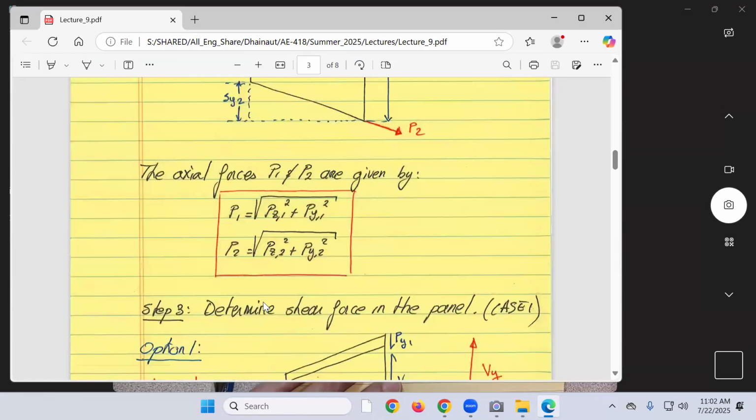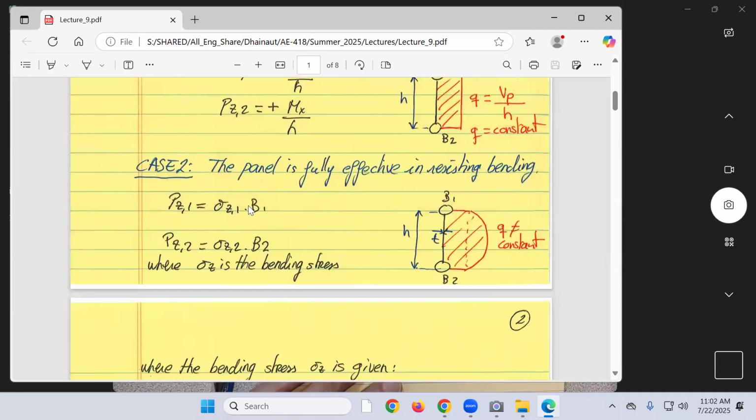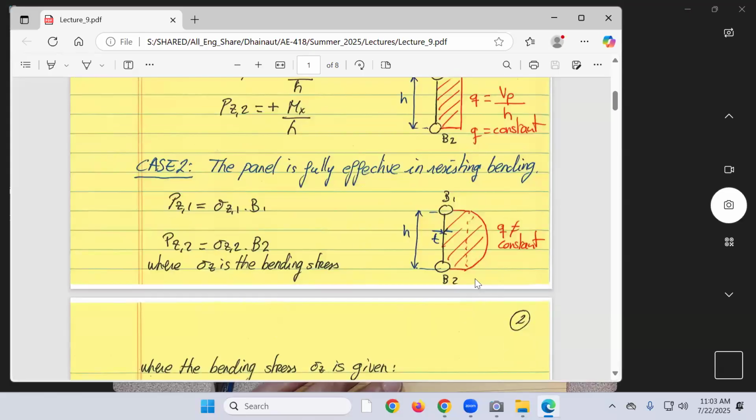So if we do case two, go back to your notes and look at it. Case one was this. Case two, we need to calculate the stresses given by this complicated equation. So this will be step one for case two. The panel is fully effective in resisting bending. Before we had Q equal to constant, now the shear flow will not be constant, it will be some function of S, as you will see at the end.